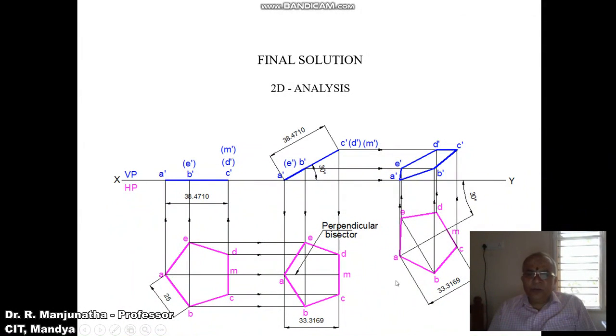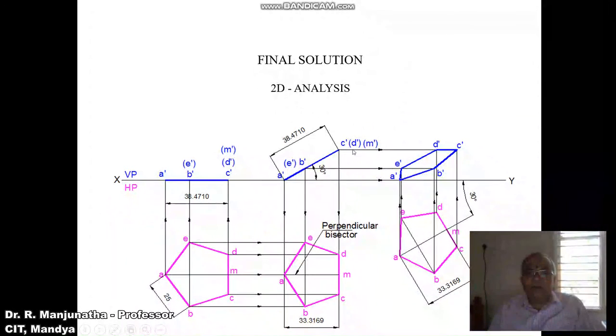Now to write the front view, draw a vertical projector from A to the XY line and draw a horizontal projector from A dash. Both will intersect at this point, and you mark this point as A dash. Similarly, draw a horizontal projector from B dash and A dash, and draw a vertical projector from B to intersect at this point B dash, and then from E to intersect at this point, and you mark this point as B dash and A dash.